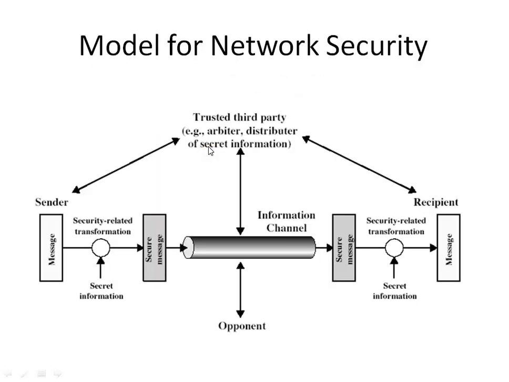So we'll start with the model for network security. This model represents how a message can be transferred from one end to the other through some information channel or communication channel. Here the two parties exchange information from one end to another using some protocol, for example TCP/IP or UDP, with the help of some principles.